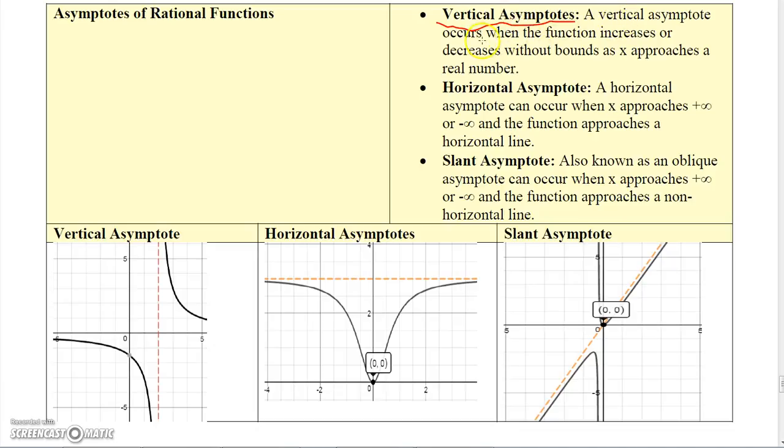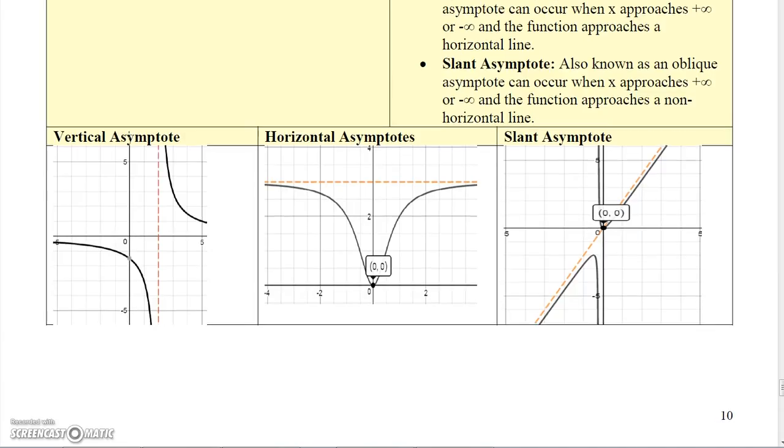A vertical asymptote occurs when the function increases or decreases without bound as x approaches a real number. If you take a look at this function, you'll see I've got this dashed vertical line drawn here, looks like that's at x equals 2. Notice that as the function approaches 2 from the left, the function decreases without bound, and as the function approaches 2 from the right, the function increases without bound.